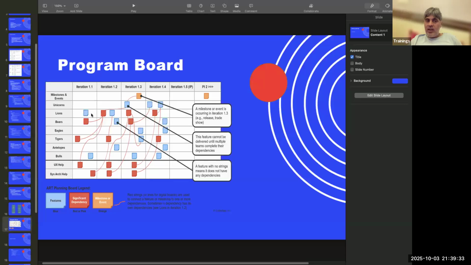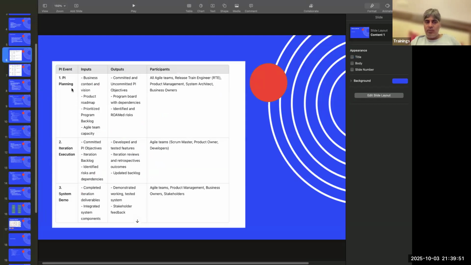So during these iterations, you will do this. Then there will be a system demo after the end of each iteration. Once iterations are over, you will go to the inspect and innovation and planning event. Don't worry, you don't have to memorize, all these are here. PI planning, who participates, what is done. Iteration execution, what is done. System demo, what is done.